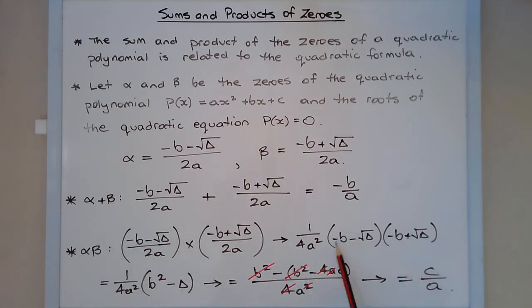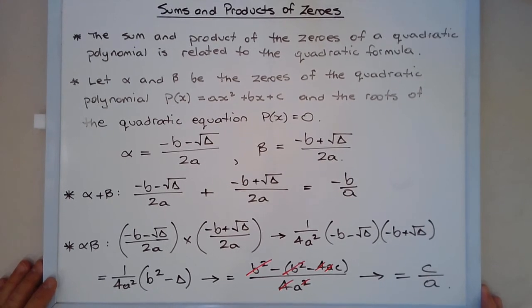And then you end up with a difference of two squares, negative b minus the square root of b squared minus 4ac multiplied by negative b plus the square root of b squared minus 4ac. So that's your a minus b, a plus b type case, difference of two squares. So expanding that, you end up with 1 over 4a squared outside of b squared minus 4ac, so that would be in brackets, so that's it over there.